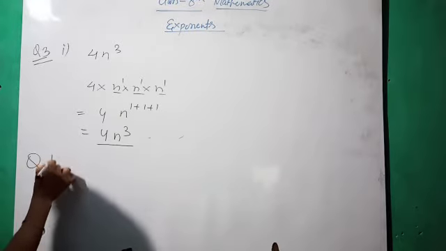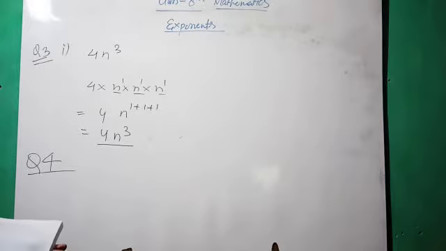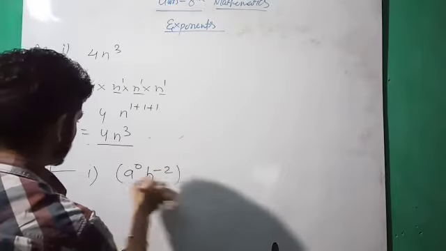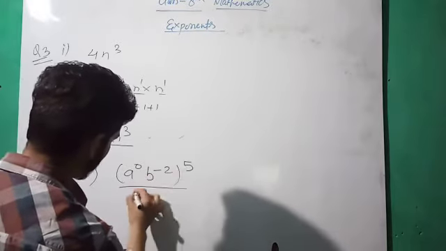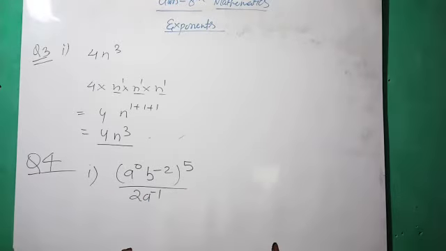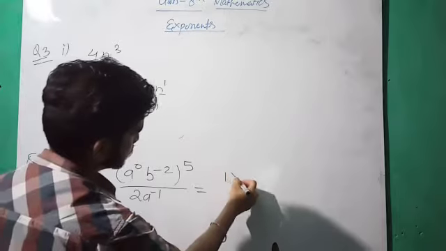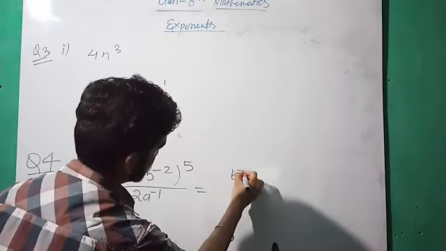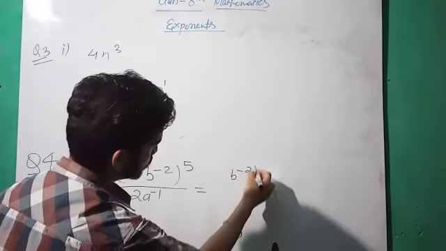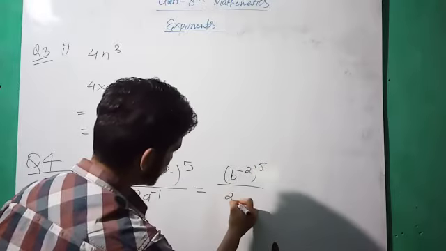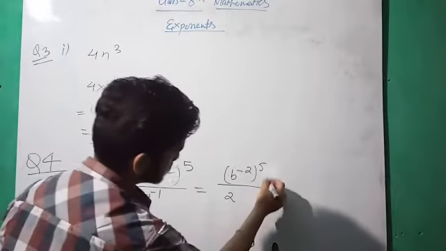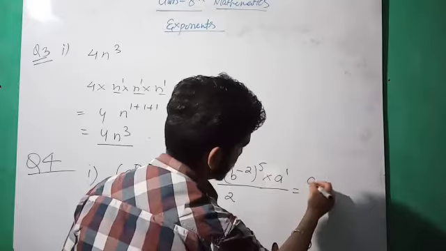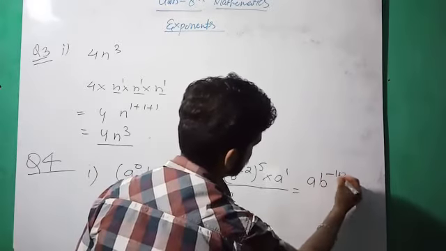Question number 4. Simplify. First part. a to the power 0, b to the power minus 2 to the power 5, upon 2a to the power minus 1. a to the power 0 is 1. 1 into b to the power minus 2, so multiply with 1, we obtain the same number. Minus 2 to the power 5 upon 2, so a to the power 1 minus 1 is written as a to the power 1. b to the power minus 5 into 2, so a b to the power minus 10.